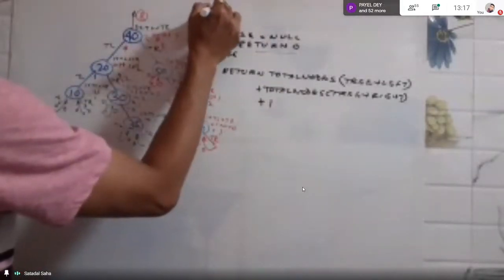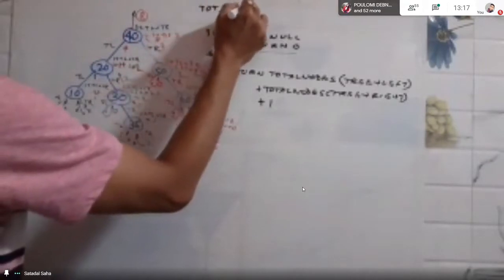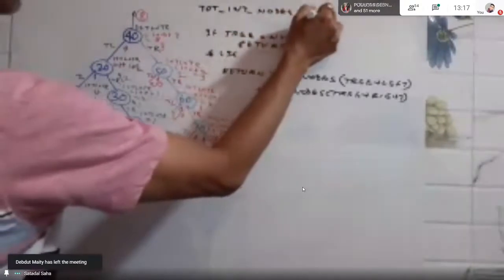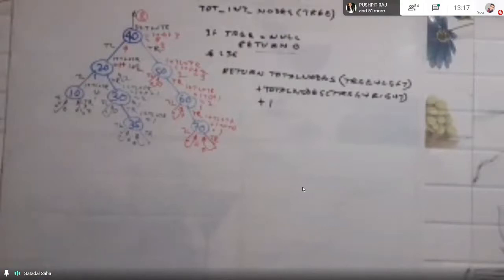Total internal nodes. So internal nodes means I will not count the leaf nodes.